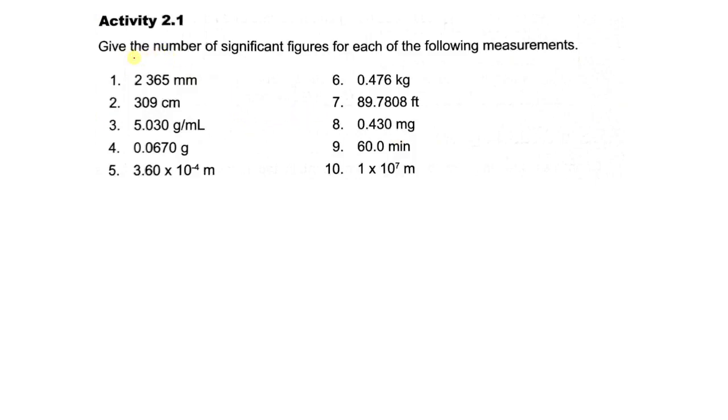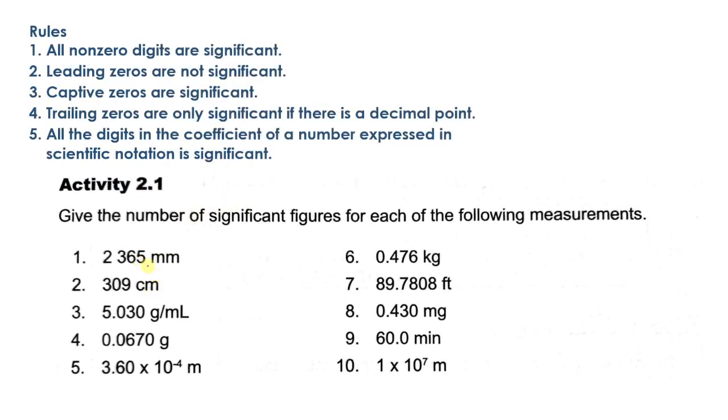So for the first part, give the number of significant figures for each of the following measurements. By the way, this is in your book, on page 28, and the rest of the activities are found on the following pages. For the first part, we have 2,365 millimeters. Again, these are the rules for counting significant figures.